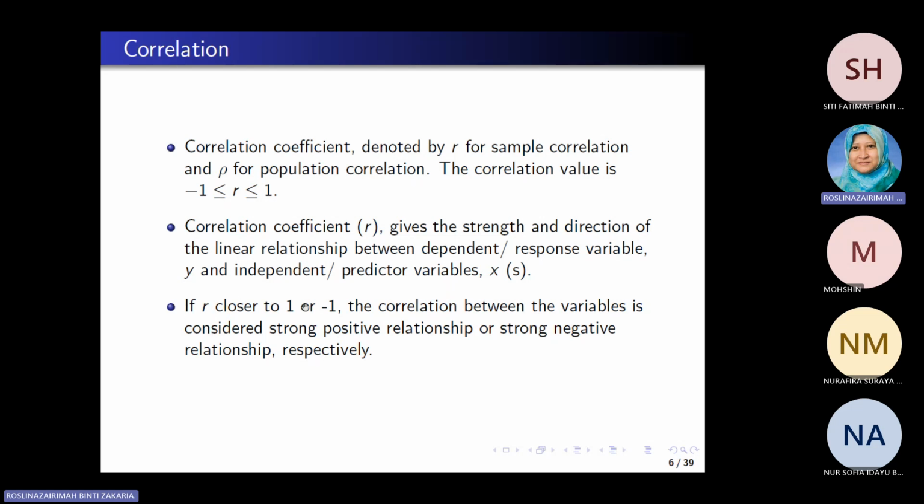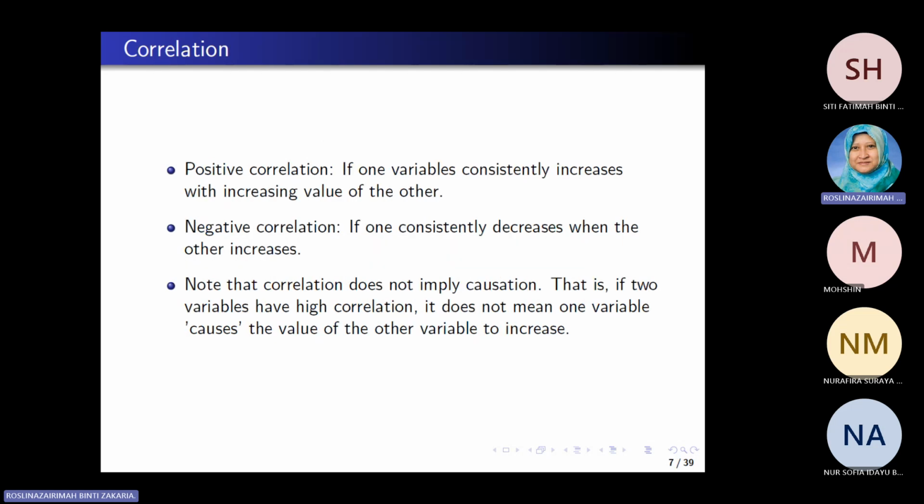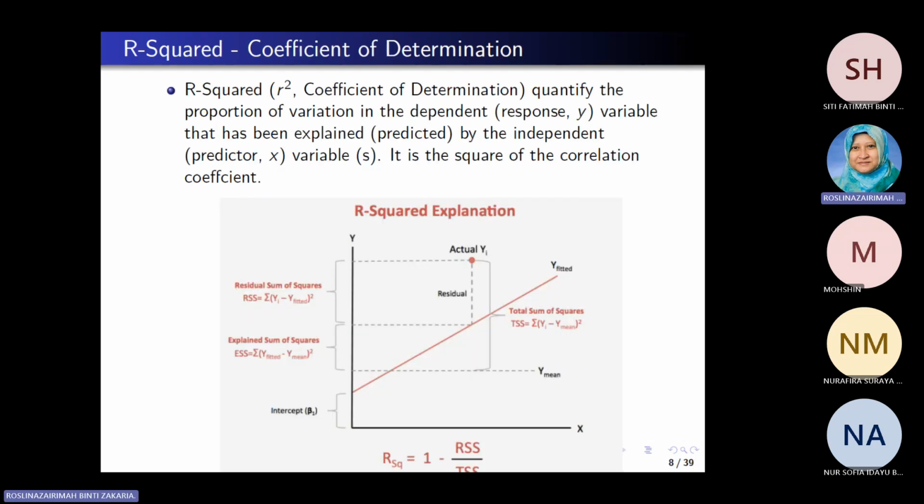Okay, so if r is closer to 1 or -1, the correlation between the variables is considered a strong positive or strong negative relationship respectively. Okay, so positive correlation indicates that if one variable consistently increases, the other also increases. So that is a positive correlation. Negative will be the opposite: one increases, the other one decreases. Okay, so note that correlation does not imply causation. That is, if two variables have high correlation, it does not mean that one variable causes the value of the other variable to increase.